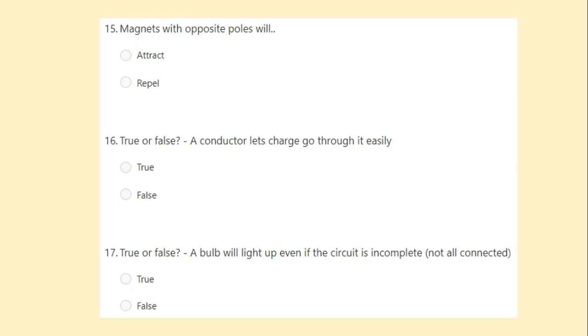Question 17 is also a true or false question. A bulb will light up even if the circuit is incomplete, and that means it's not all connected. Is that true or false? A bulb will light up even if the circuit is incomplete. That means that it is not all connected. Is that true or false?